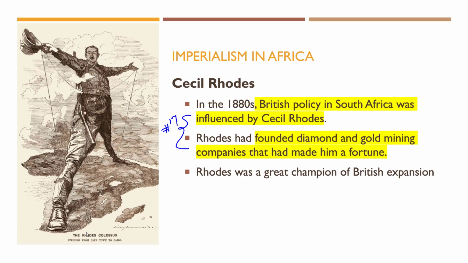Rhodes was also a great champion of British expansion. So as you see here in this political cartoon, he is kind of holding the puppet strings to manipulate or to control British policy so that Britain can have as much of the colonies in Africa as possible. As you see here, from South to North Africa, he's covering it as this colossal giant of Britain, right? And not only that, as a capitalist, having control of the resources there as well.